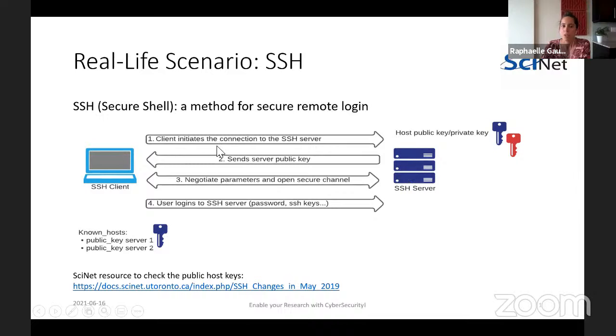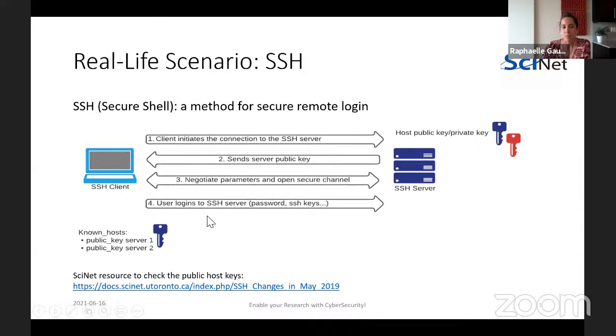SSH server. Steps 1, 2, 3 use asymmetric encryption as well as symmetric encryption. Asymmetric encryption, with the public key and private key from the SSH server, is used to transmit a private key that is used as part of the symmetric encryption that will be used to create that channel on step 3. So there is a mix of both asymmetric and symmetric encryption.